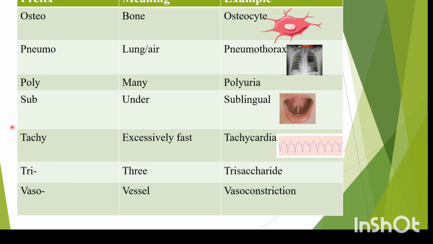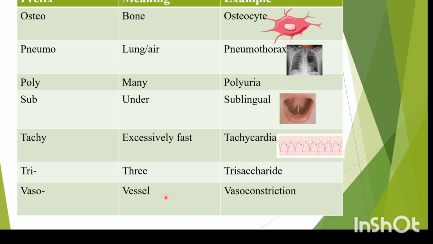Next one is tachy. Tachy means excessively fast. Example, tachycardia. See here in this ECG, the complexes are very fast. That means the time gap between the complexes is very short. That means the heart is beating very fast. Next one is tri. Tri means three. If a carbohydrate structure is made up of three saccharide rings, that is called trisaccharides.